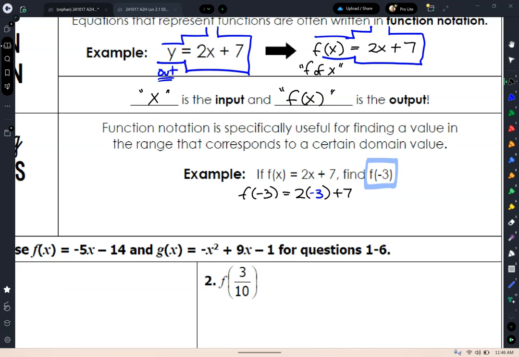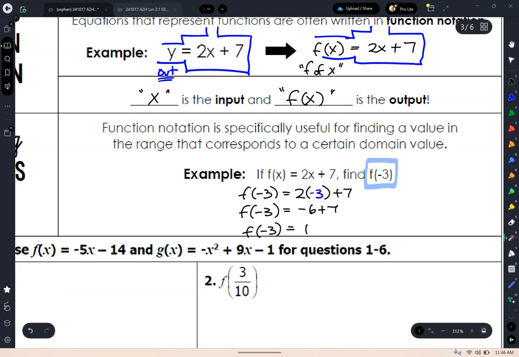Sorry, I actually did this though. Okay, so f of -3 is equal to -6 plus 7. f of -3 is equal to 1. This is read: the output of the function when the input is -3 is 1. Now let me show you another way that we write this. Maybe one you're more familiar with.